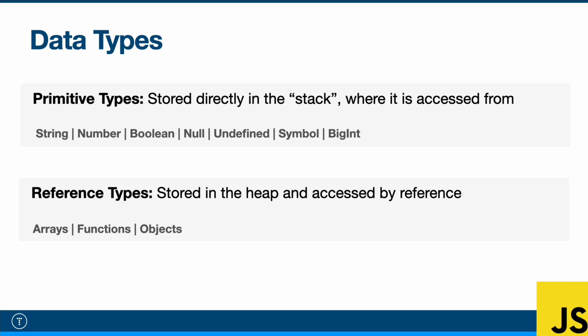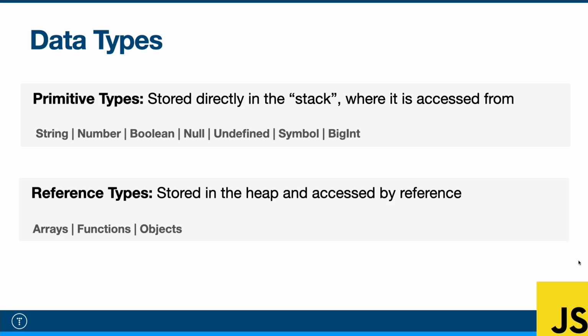So when we store our data, when we set a variable, if it's a primitive type, it's stored in an area in memory called the stack. Okay, if we store a reference type, such as an array, an object, a function, that's stored in an area of memory called the heap. So you have the stack, which is where your primitive data is stored, and you have the heap where your reference types are stored. So just keep that in mind.